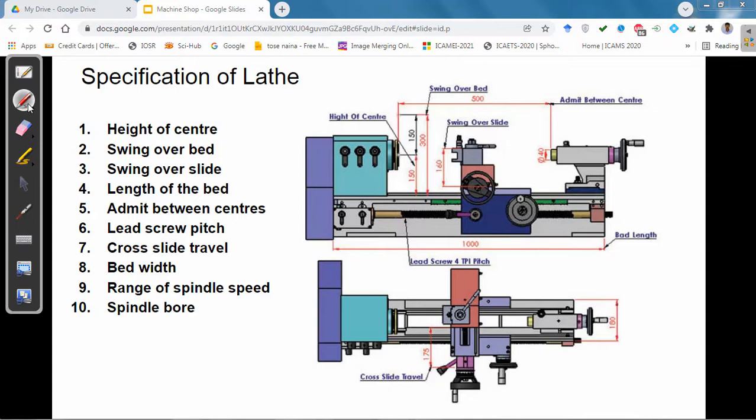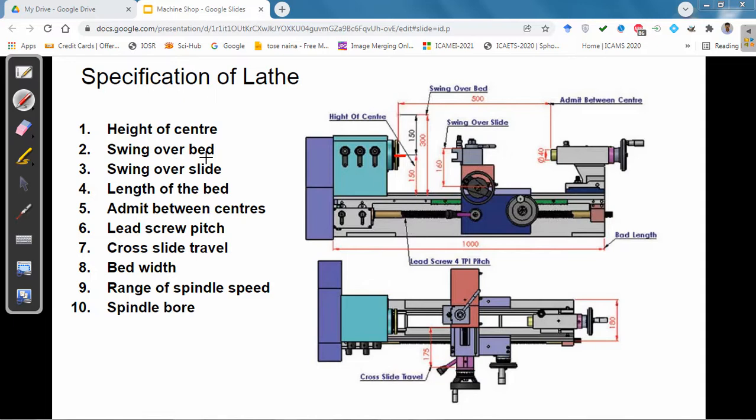So here you can see the first point, it is the height of the center. Height of the center is as shown here. You can see this height here, this is the center, and height of the center is this one. This is the height of the center. So over the bed, if you see that, what is the height of the center?